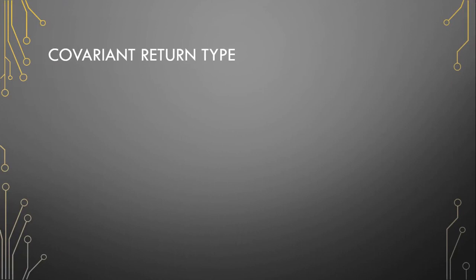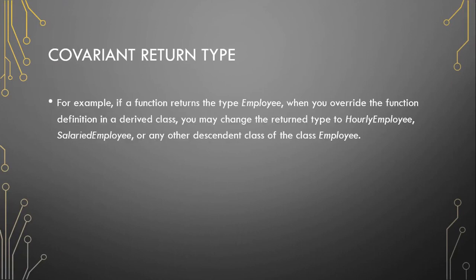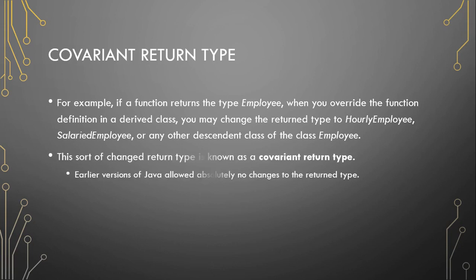All right, so that leads us into covariant return types. For example, if a function returns the type Employee, when you have overridden the function definition in a derived class, you may change the return type to HourlyEmployee, SalariedEmployee, or any other descendant class of the class Employee. Remember before we had the hierarchy chart, we had one like technical staff, clerical staff. So if you had a clerical employee, they could also technically rewrite that definition.